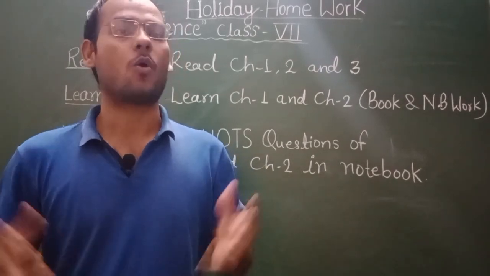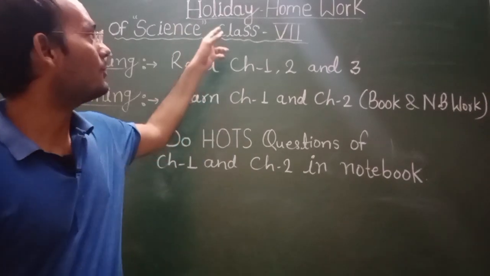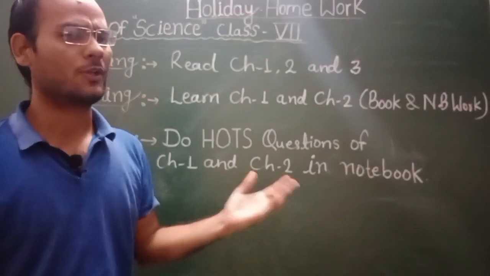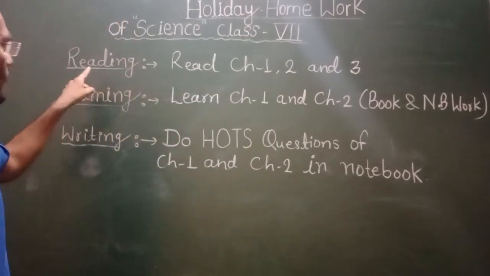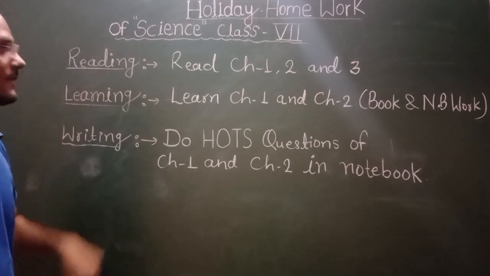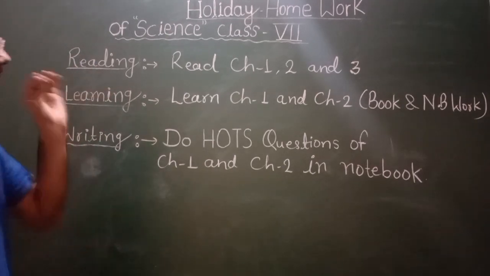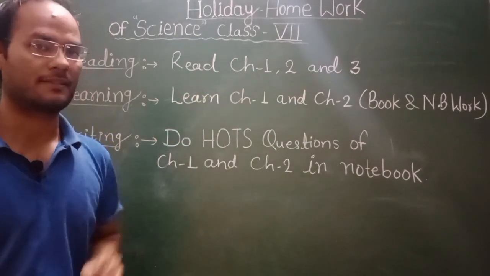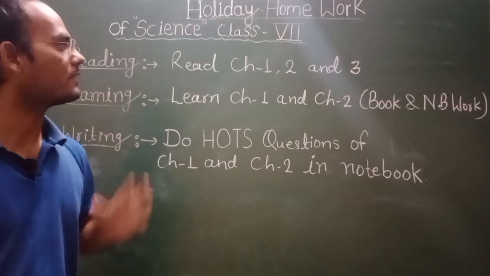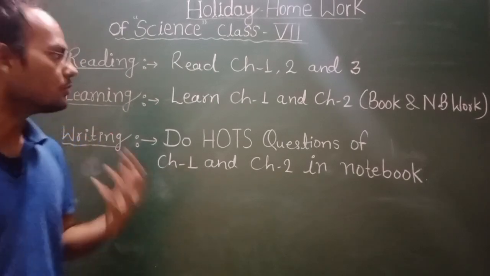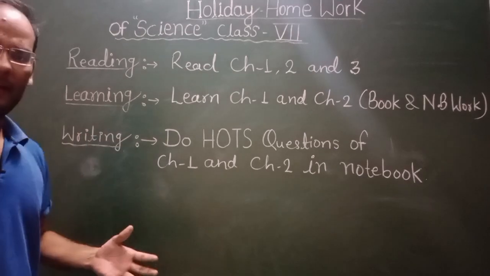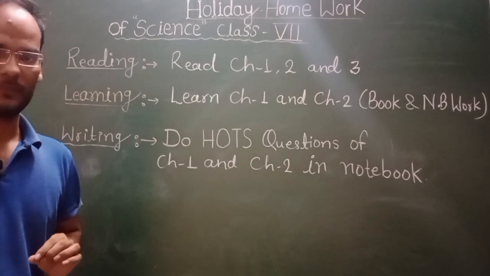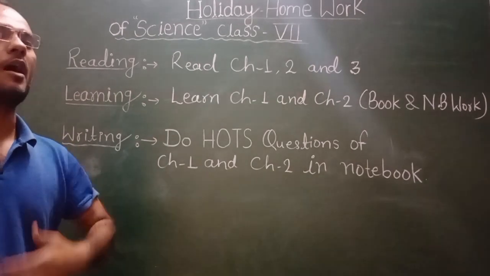But today we are going to discuss how to do holiday homework of science class 7. So let's start. First part is reading. In the reading part, you have to read chapters 1, 2 and 3 daily. Read some of the pages, make the habit to read by yourself, and find out the hard words and write down their meanings also so that you can improve your vocabulary.